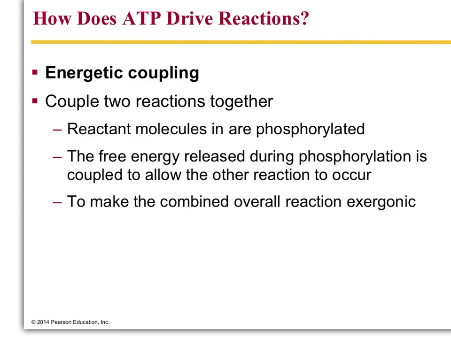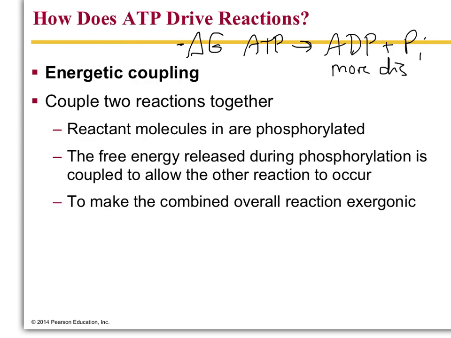And we talk about how ATP drives reactions. It has to do with this concept of energetic coupling. We couple one reaction which is favorable. So it's favorable to go from ATP to ADP plus Pi. That's a spontaneous reaction. Why is that spontaneous? It's a negative delta G. It's spontaneous because you're going from lower disorder to more disorder. So delta S is positive. So most of those reactions are going to generate a negative delta G.